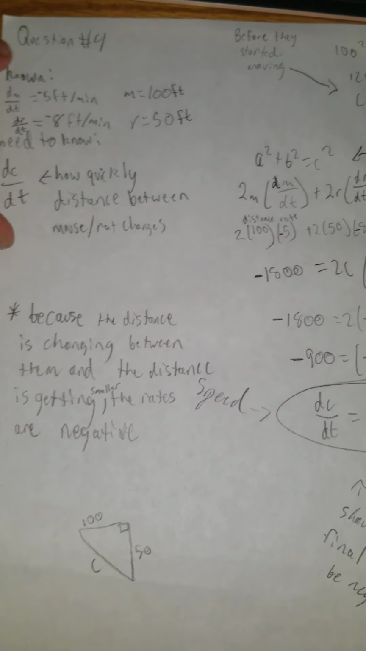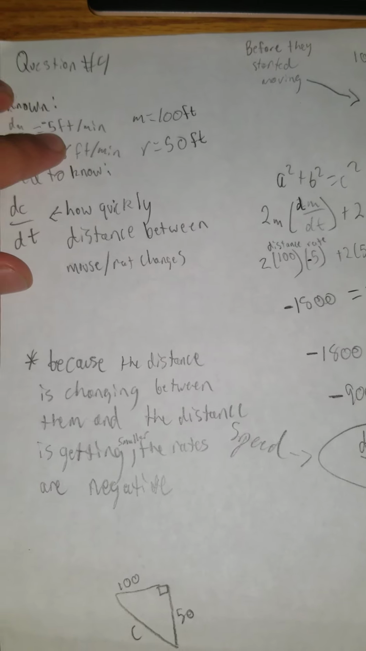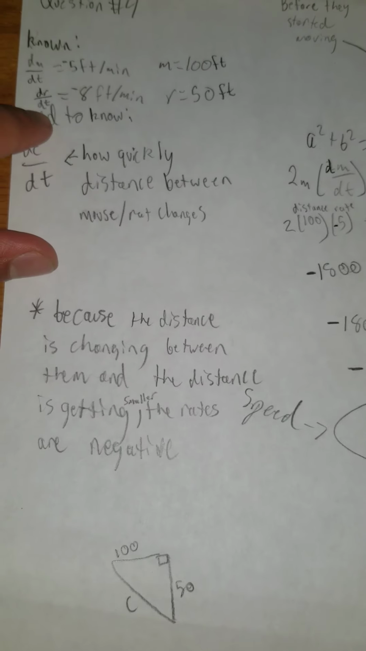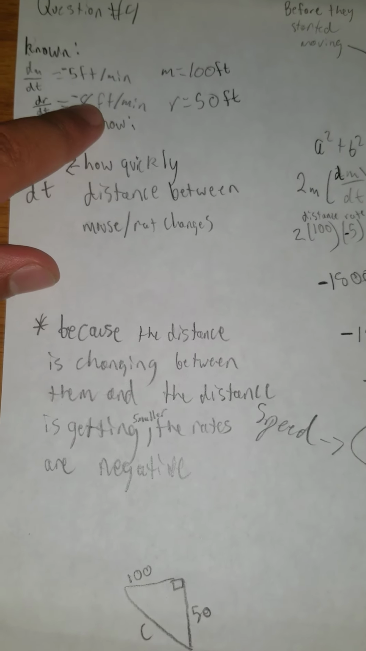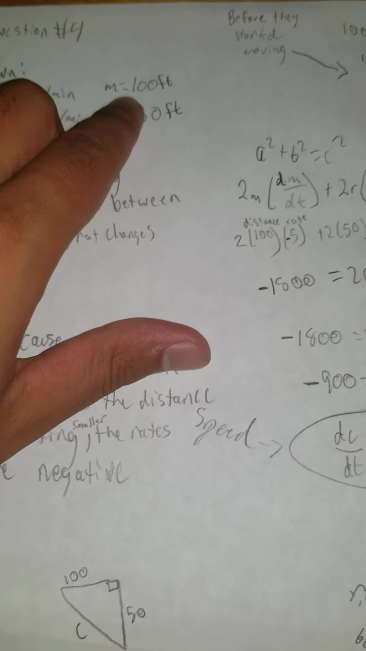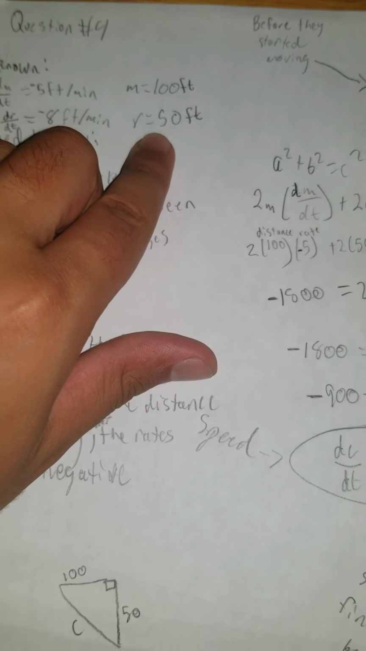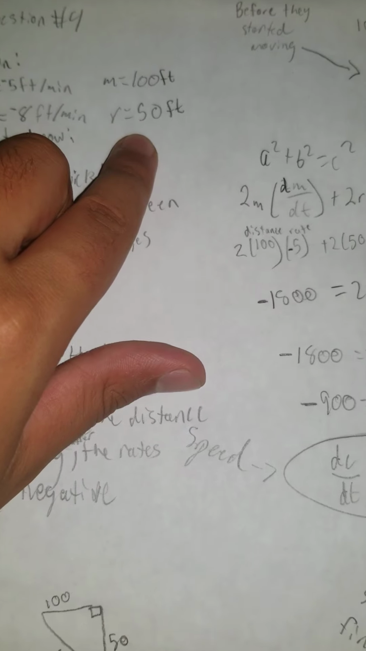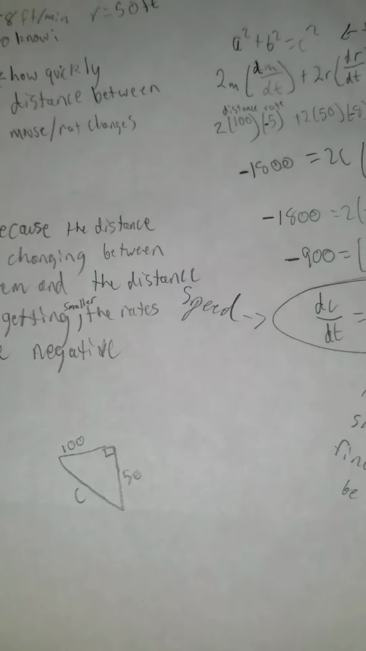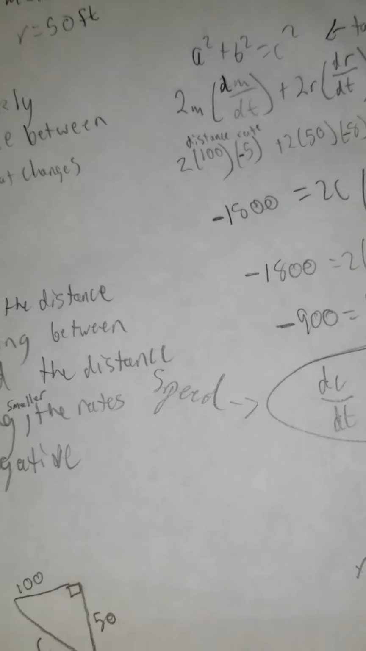The first thing that we know here is the rate at which the mouse is moving, and that is 5 feet per minute. We have the rate at which the rat is moving, which is 8 feet per minute. We have the original distance that the mouse is starting at away from the meeting point, which is 100 feet. And we have how far the rat is away from the meeting point, which is 50 feet.